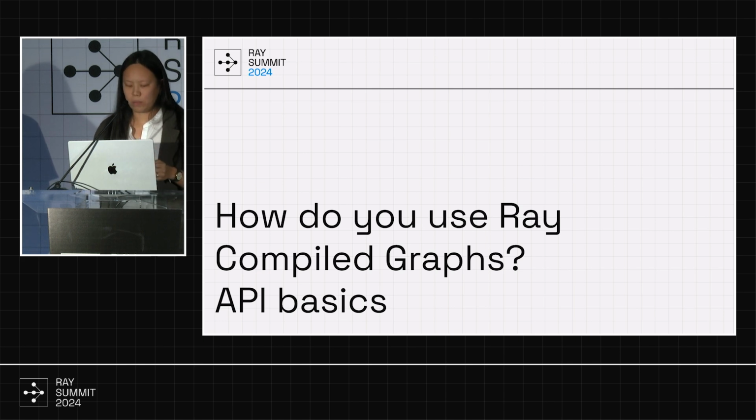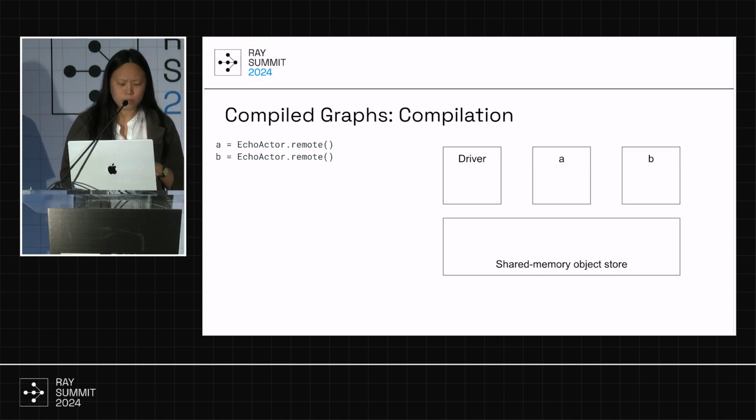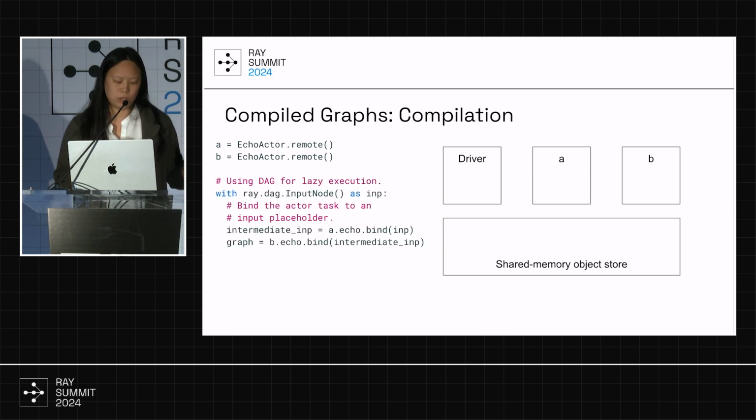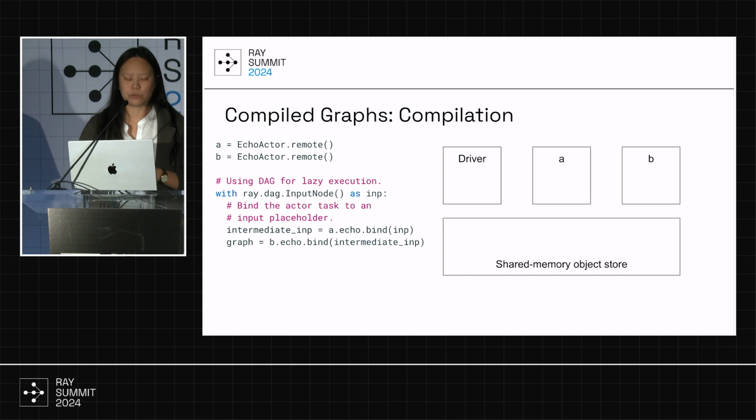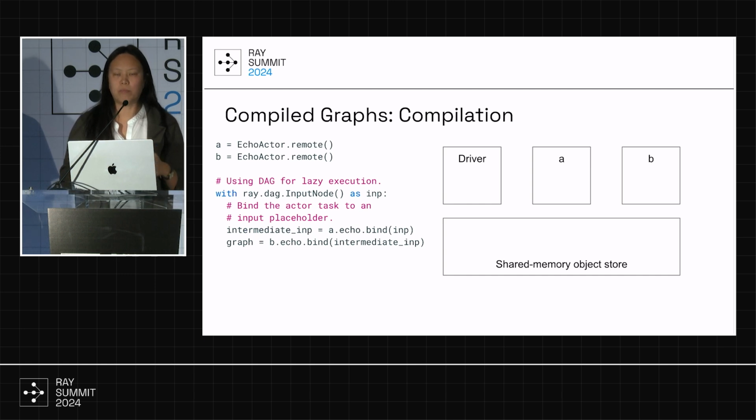So to show you the API and how this works, I mentioned there are 2 steps, right? So first we need to compile the graph. And so from the user side, we're going to declare what the task graph looks like. And this is actually the same kind of task graph that we had earlier, except now we're going to bind to an input placeholder instead of binding to a physical input.